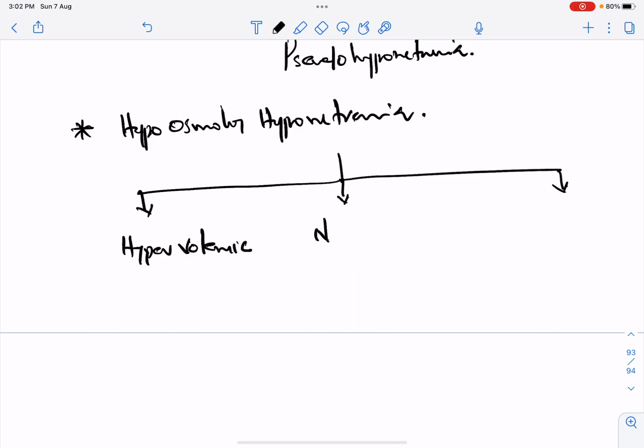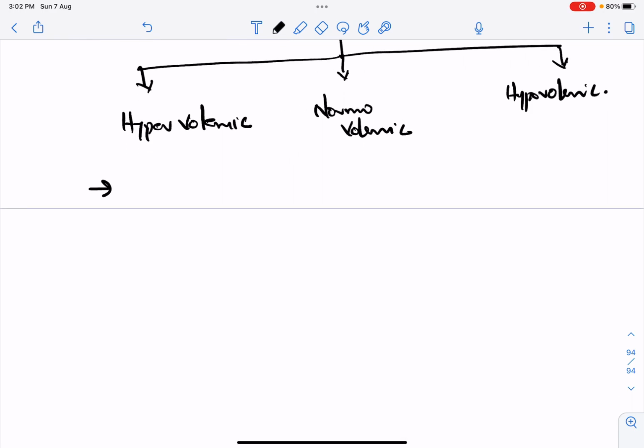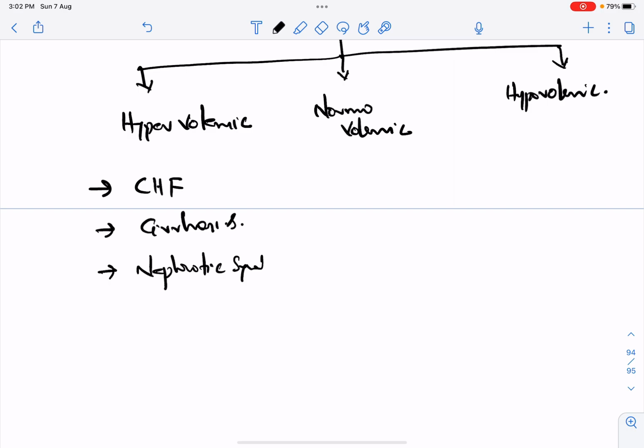The second one is normovolemic, and the third one is hypovolemic. The examples of hypervolemic are congestive heart failure, liver cirrhosis, nephrotic syndrome, and AKI or CKD, acute kidney injury or chronic kidney disease. These are the examples for hypervolemic true hyponatremia.